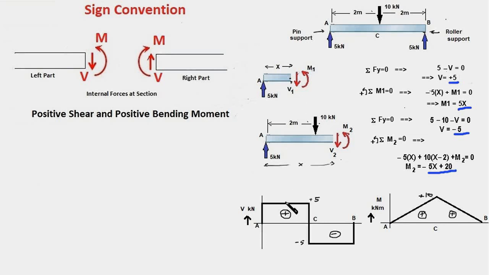And when we draw the shear force diagram, we show positive value of 5 kilonewtons between A and C, and this is the oblique straight line representing M is equal to 5x.